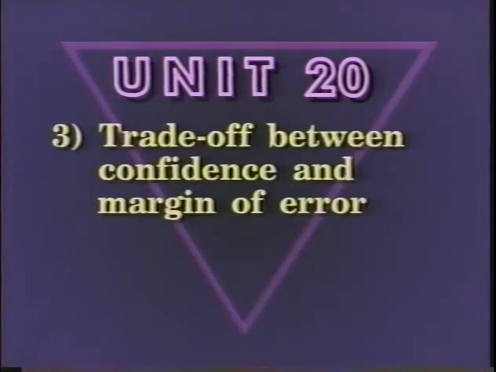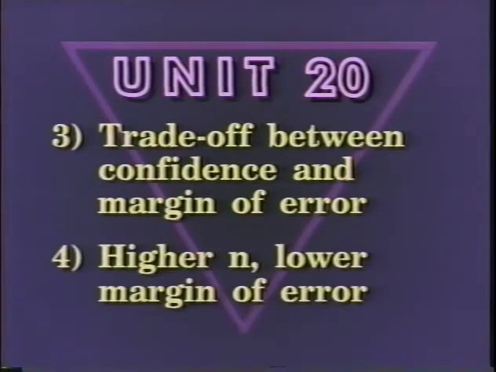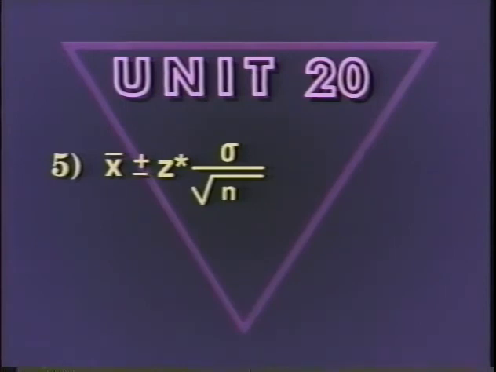We know that there's a trade-off between high confidence and a small margin of error. We've learned that increasing n brings down the margin of error. And we've also learned the specific recipe for this very useful confidence interval.